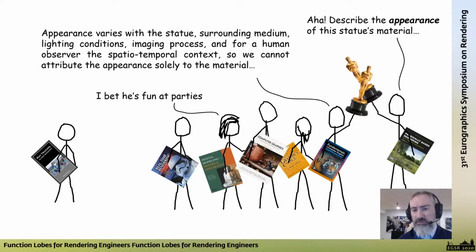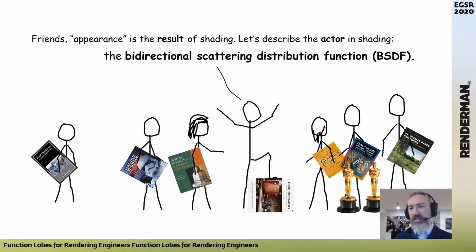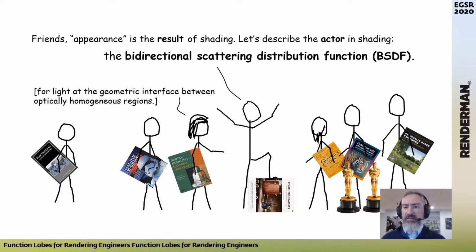So our conclusion from that thought process was to actually abandon trying to define materials and appearance at all, and focus on something else. So appearance is the result of shading. We're better served in rendering by describing the key actor in shading, which is the bidirectional scattering distribution function, abbreviated BSDF. And that's not a property of an object, actually. It's an emergent property of an interface between two optically homogeneous media.